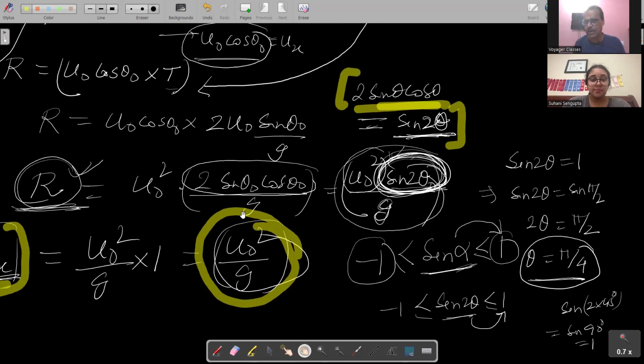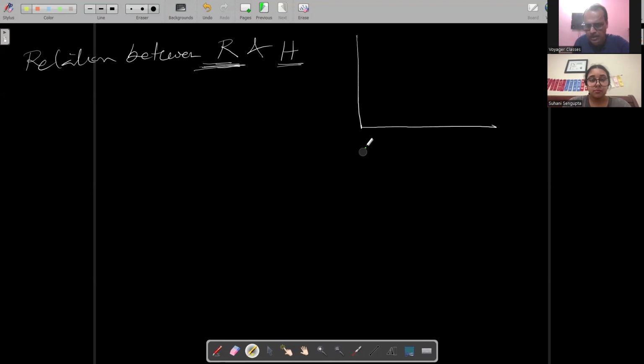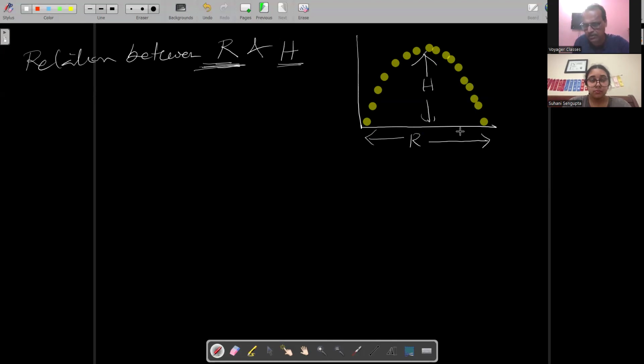So this is the way you have to understand the basic concepts of projectile. Now we have to understand another important relation between R and H. R is the horizontal range, and H is the vertical height attained by the particle. That means, for example, if the particle moves like this, it reaches the maximum height, then it falls like this. So what is the relation between H and R?